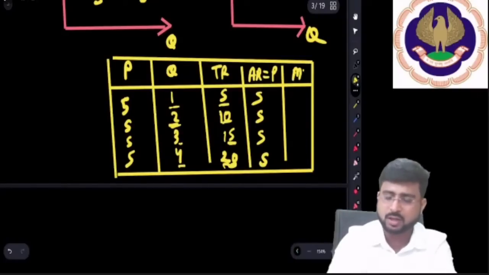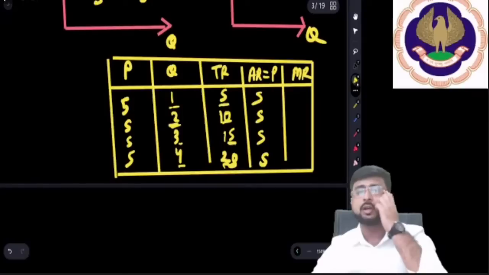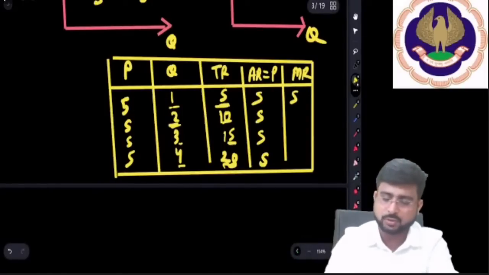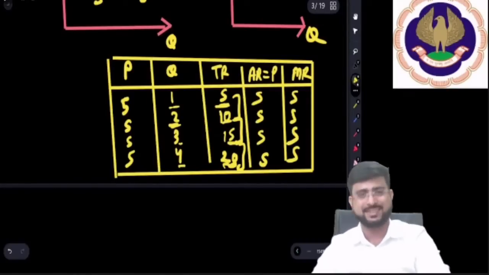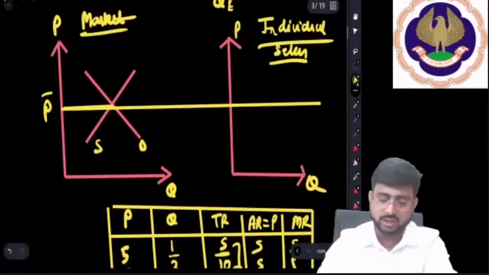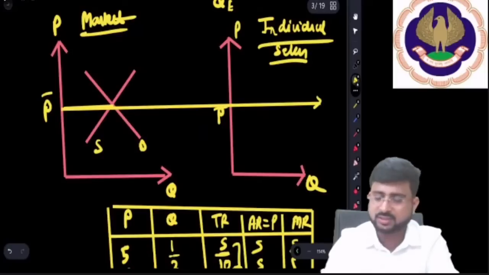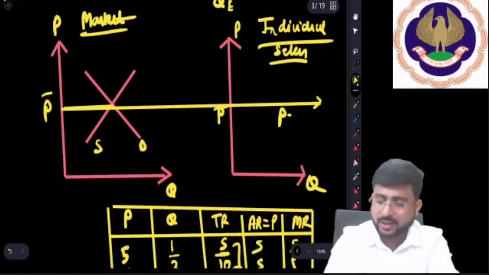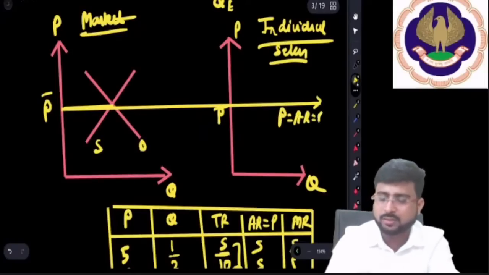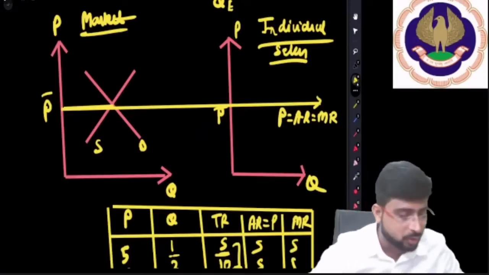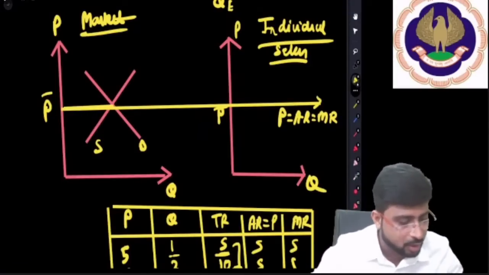And what is marginal revenue? For the first product, marginal revenue and total revenue are always the same. So TR is 5. Now see, it is changing by how much? 5. Changing by how much? 5. Changing by how much? 5. So what I am trying to say is that this is the price as well as the average revenue curve as well as the marginal revenue curve under perfect competition.